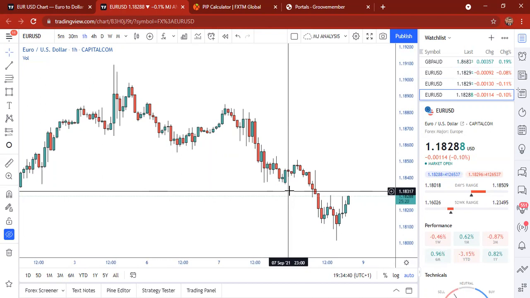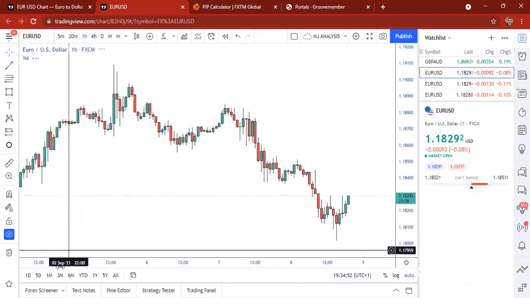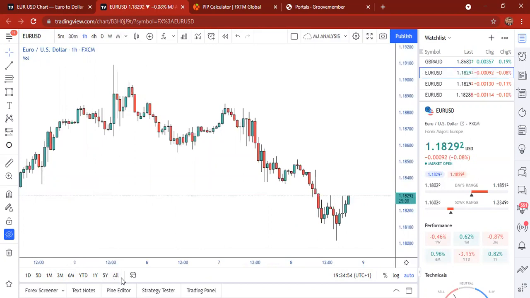Yeah. Another thing, on top of your screen, there were your timelines. 5 minutes, 30 minutes, hour, 4 hours. At the bottom, is it the same? Is it just a larger one?